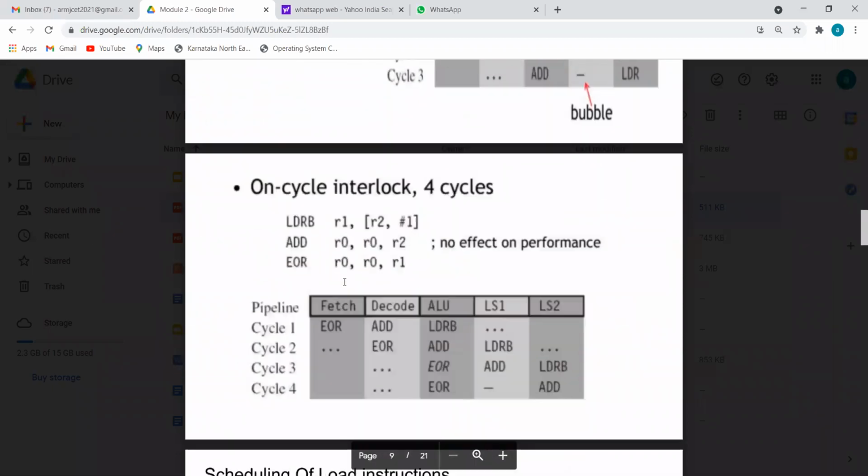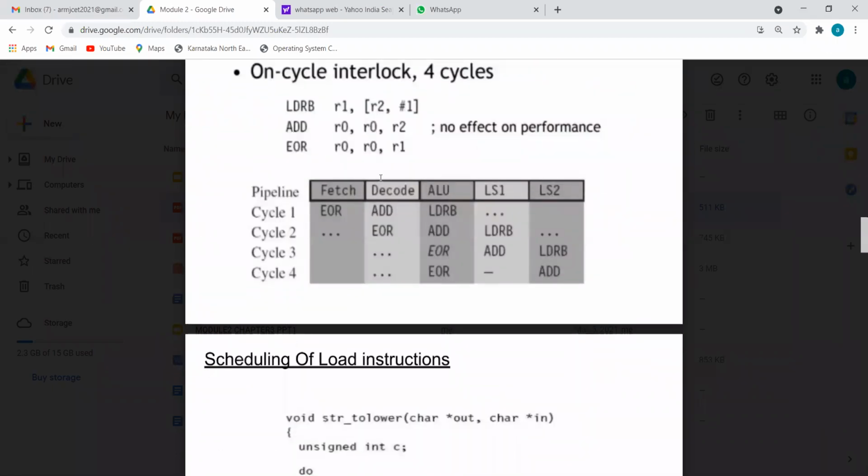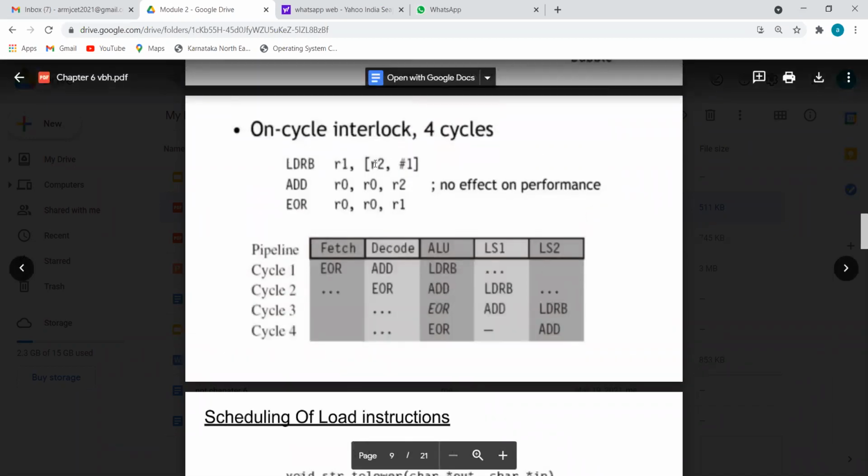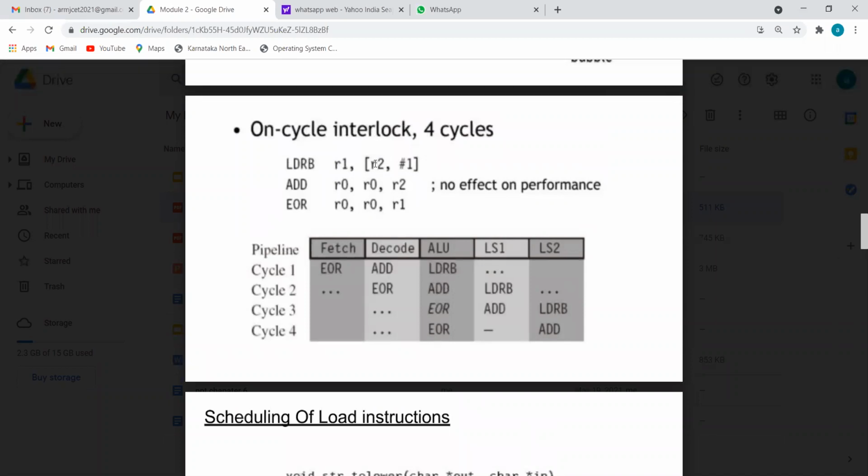Now the question. Please answer why there is no stall in this program. Why is there no stall in this program? Because it's an LDRB. Even though the first instruction has R2 plus hash, it's a pre-index offset, no write back, and it's not a post-index. I mentioned here LDRB. If it is an LDRB, it finishes in only one execution.